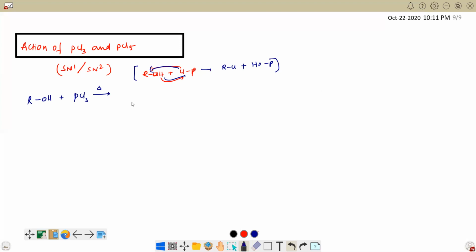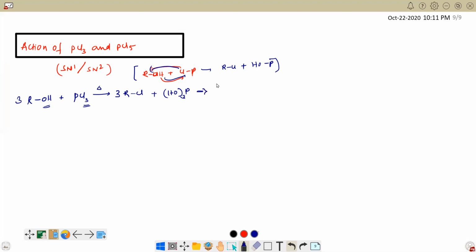Actually, if you want, I'll give the mechanism, but the basic idea is this. How do you write it? How many OH groups are there here? Three chlorines are there, so the stoichiometric ratio is 3:1. So 3 moles of alcohol will give 3 moles of OH groups. Therefore, the product is OH taken three times on P.